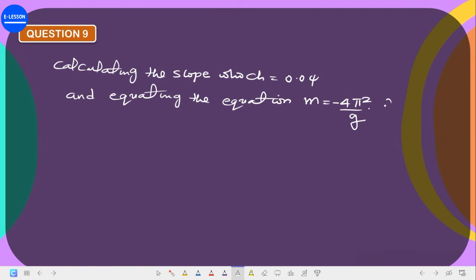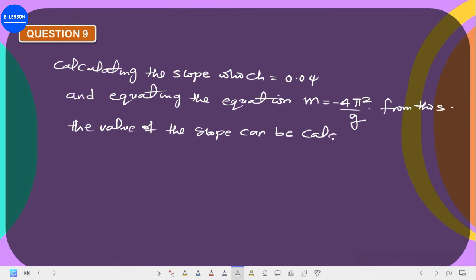From this, the value of g can be calculated. Now the next thing the question asks is any limitation. There is no limitation with this experiment. No limitations.